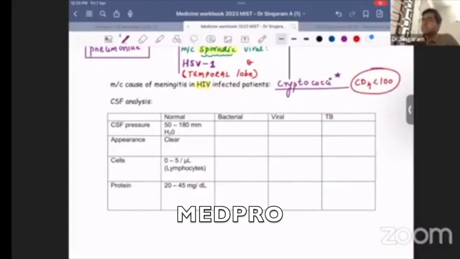Where it has been said like 200. My reference is from the medicine textbooks only, where they are clearly mentioning CD4 count less than 100. I'm not sure it has been taught somewhere else differently, because in many answers I see it is 200 per microliter.